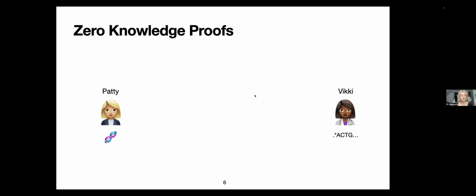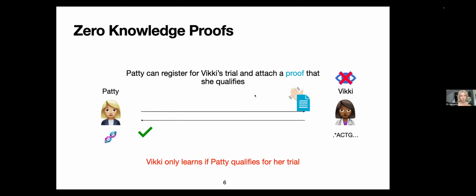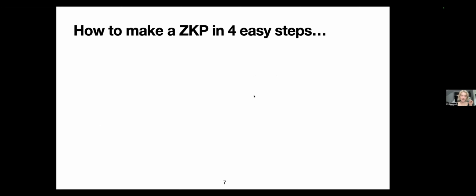We're all here today because obviously we can do this with zero-knowledge proofs. With a zero-knowledge proof, Patty can register for Vicky's trial and attach a proof that she qualifies, meaning a proof that her genetic code matches the regex of the variant that Vicky is looking for. Vicky can then verify this proof and decide whether or not she wants to enroll Patty in the trial. But because we do this in zero knowledge, Vicky only learns if Patty qualifies for her trial. If she decides not to enroll Patty in the trial, Vicky learns nothing else about Patty's DNA. So we can do this in 4 easy steps.